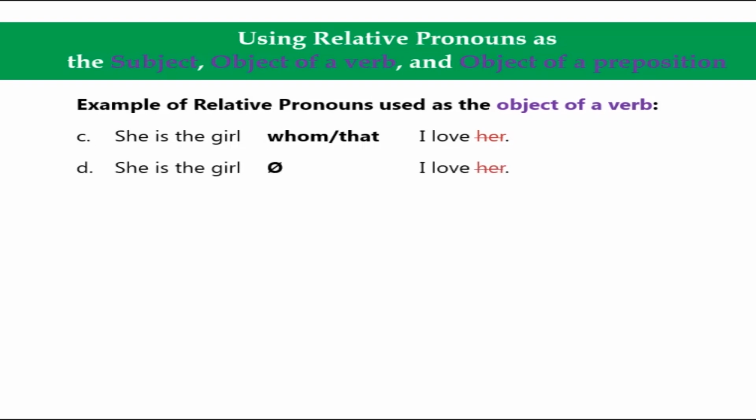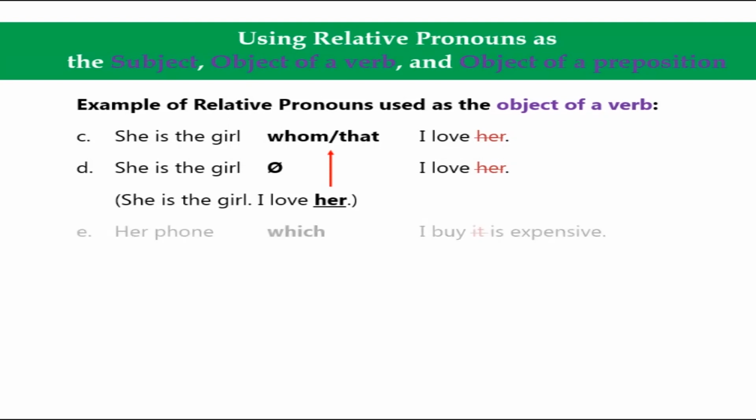Or you can also write as an example D. She is the girl I love. Here are the original sentences. She is the girl. I love her. Her is the object pronoun of the second sentence. I love her. So now we replace her with the relative pronoun whom or that, which acts as the object of a verb. Let's move on and study example E.